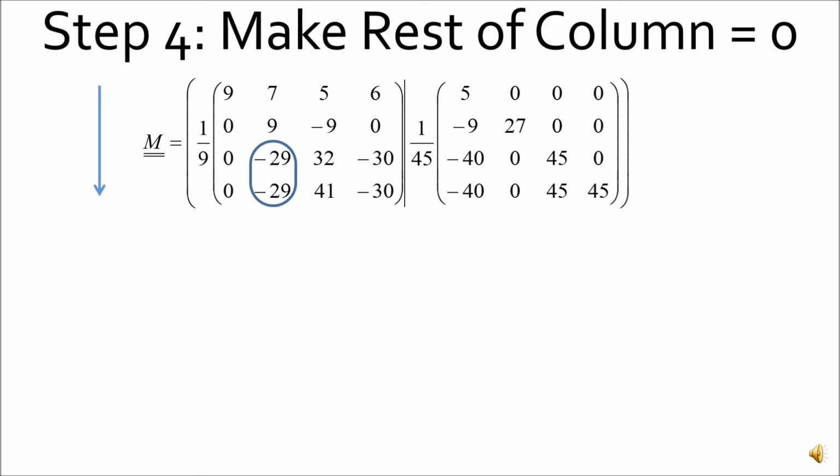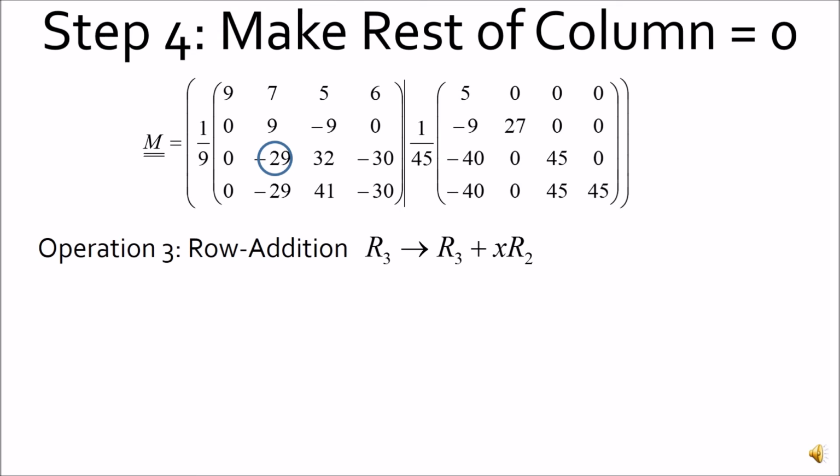Okay, and as before, we just have to work down below this position and make all these elements equal to 0. So we've got minus 29 here, and we have to add some multiple of the second row, because that's the one we've just operated on. This is the diagonal we just operated on to make it 1. We have to add some factor of the second row to row 3 to make it equal to 0.